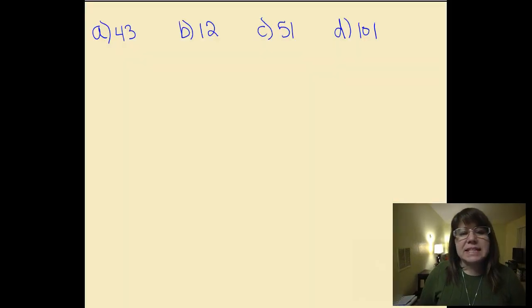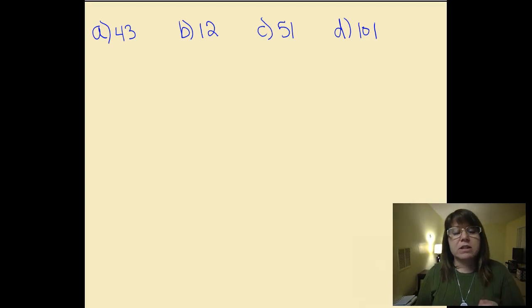Let's take a couple of examples of numbers and try and figure out if they're either prime or composite. First of all, A, B, C, D. A is 43, B is 12, C is 51, D is 101. All of these are greater than 1, so at least we know they fit the 1 part of the definition. Now we just have to figure out how else can I break down the number. Will it be just itself and 1, or are there other ways of breaking down the number?